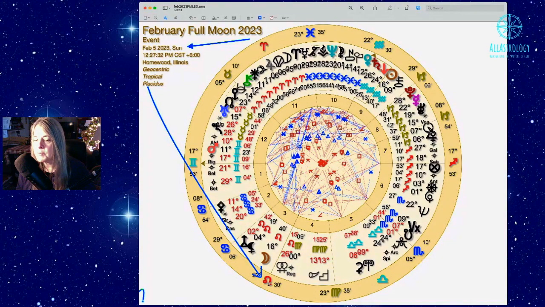Now look for the moon. You see the moon right there? The moon is right next to it, right? And so we say that that's a moon in Leo. You see 16 degrees and 40 minutes. And there's the little Leo sign, right?